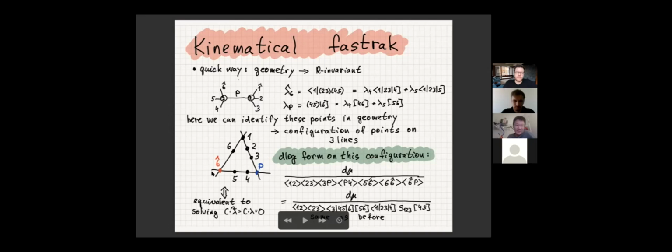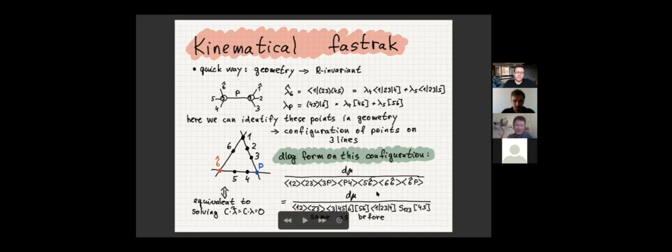In this way we can directly write the form for this configuration using only the angle brackets, basically encoding that you are merging the points along this triangle. So you can merge 1, 2, 2, 3, 3, P, 4, P. You cannot merge 4, 5 because 4, 5 are on a line, and you need at least 3 points on a line to be able to merge them. But you can merge 5 and 6 hat, you can merge 6 and 6 hat, and you cannot merge 6 and 1. So these are all the allowed poles that you get.